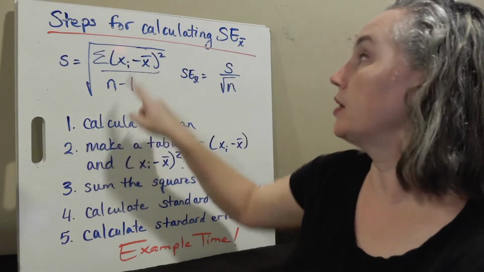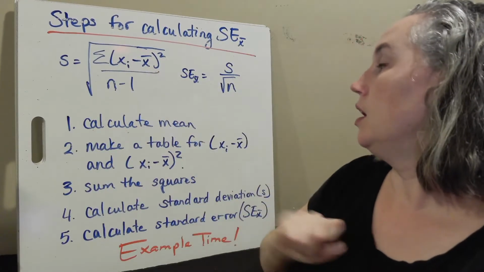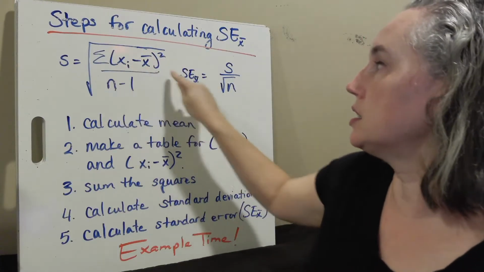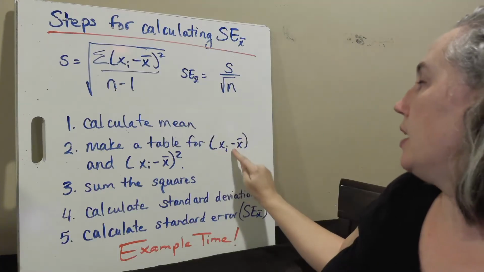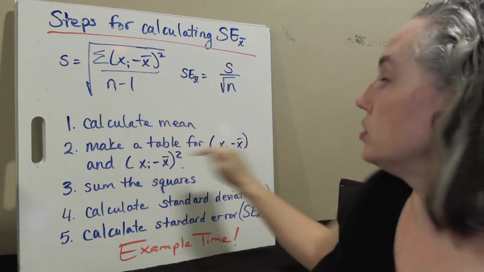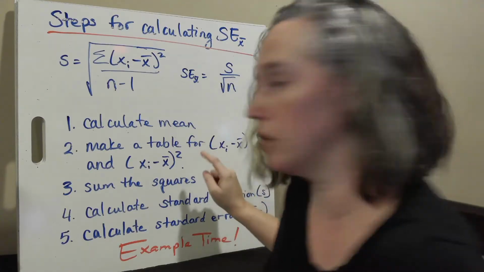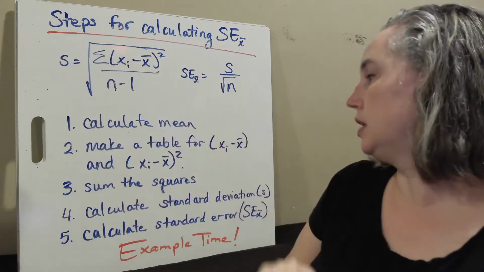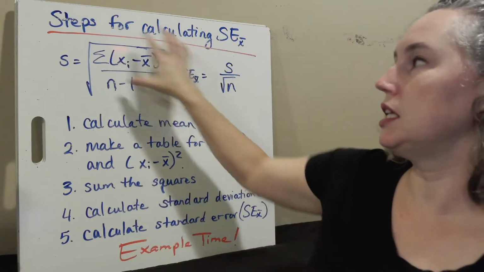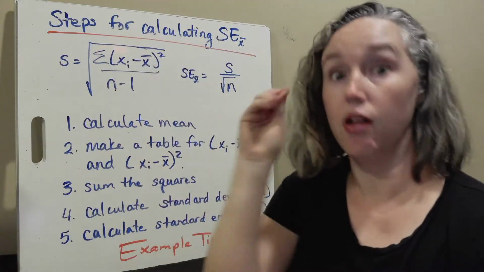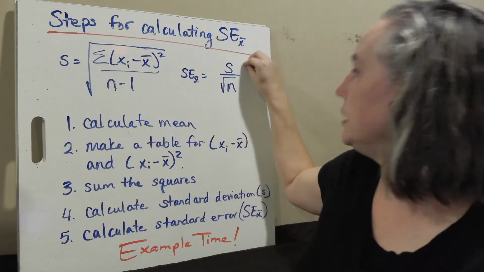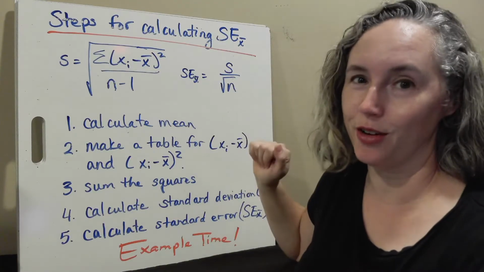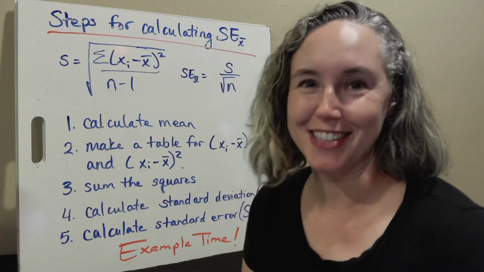So first, you're going to calculate the mean. Then you'll make a table to help you break this section down: the x sub i minus the mean, and then also those values squared. Then you want to add all those up. So do this step, plug everything into here, and calculate the standard deviation. Then use your standard deviation and divide by the square root of n to find your standard error of the mean. Let's work an example.